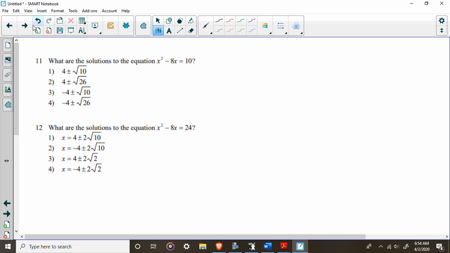Number 11, what are the solutions to this equation? Okay, so again, back to basics. This is what most of your problems will look like. X squared minus 8x is equal to 10. Well, they were nice enough. They moved the 10 over there for you, right?